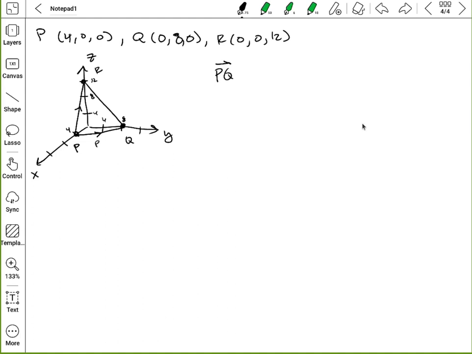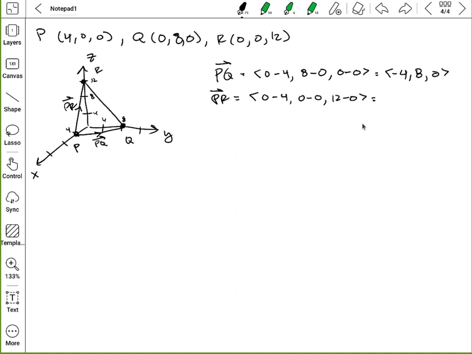So PQ is this vector right here, and it's going to be 0 minus 4, 8 minus 0, 0 minus 0. Sorry, my 8s are really bad. I always get questions about that. That's just (-4, 8, 0). And then this vector right here is my PR. So I would find that by 0 minus 4, 0 minus 0, 12 minus 0. So that's just going to be (-4, 0, 12).